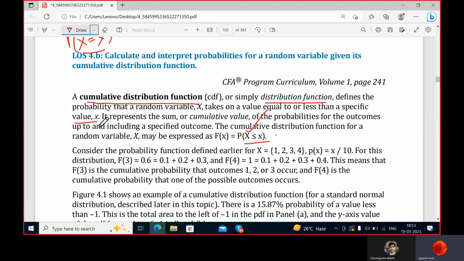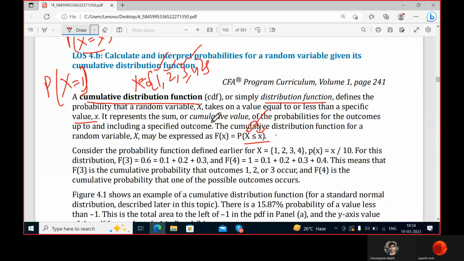Now, this capital X always represents the random variable. The values of this random variable will always be given to you, like 1, 2, 3, 4. For example, if I take X equal to 1, 2, 3, 4, capital X is the random variable, and small x can take 1, 2, 3, 4. Probability of capital X equal to 1 makes sense now. Small x is these numbers that we are taking under that random variable.